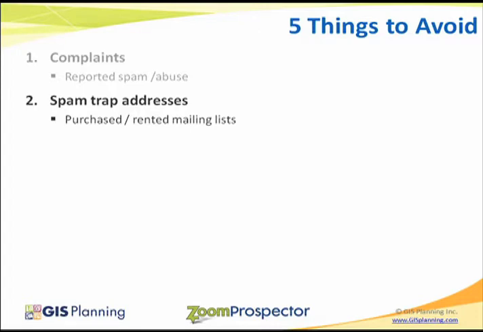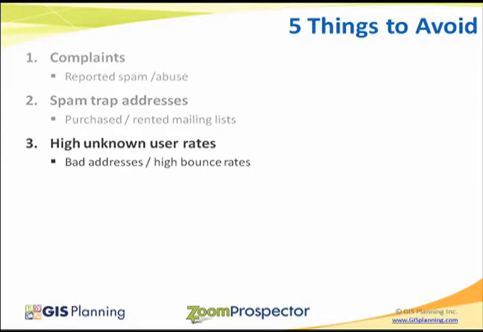The third thing that you want to avoid is high unknown user rates. If you have a lot of bad addresses on your list, this is a red flag to an ISP. If you regularly see bounce rates of 10% or higher, then you're in danger of not even getting your good addresses delivered, because ISPs will automatically block either your email or your domain. And so it's very important to minimize high unknown user rates, either bad addresses or high bounce rates.